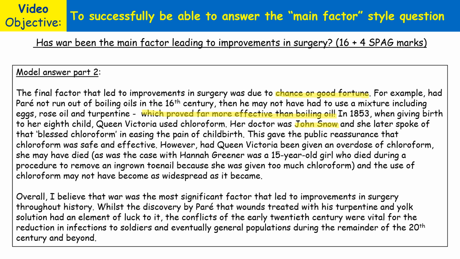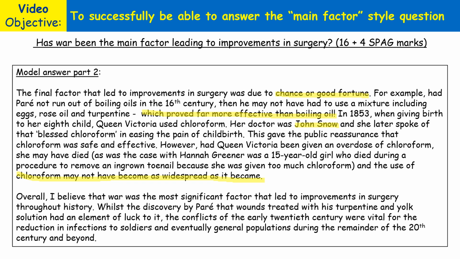So in some respects, Queen Victoria was quite lucky that she was given a safe and appropriate amount of chloroform for her pregnancy. And so had Queen Victoria become ill or even died from being given an overdose of chloroform, then potentially chloroform may not have become as widespread as it did throughout the latter part of the 19th century up until the modern day. So in some respects, there was an element of good fortune and luck in terms of Queen Victoria's dosage of chloroform during her pregnancy.